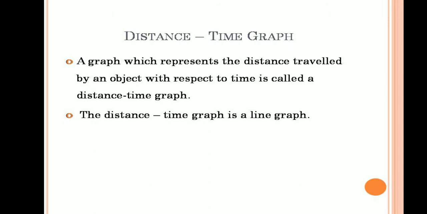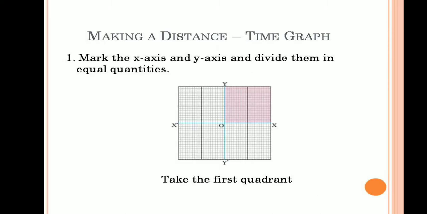Distance time graph. A graph which represents the distance travelled by an object with respect to time is referred to as a distance time graph. The distance time graph is a line graph. Making a distance time graph.